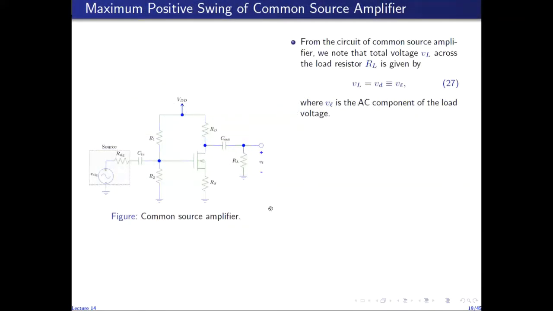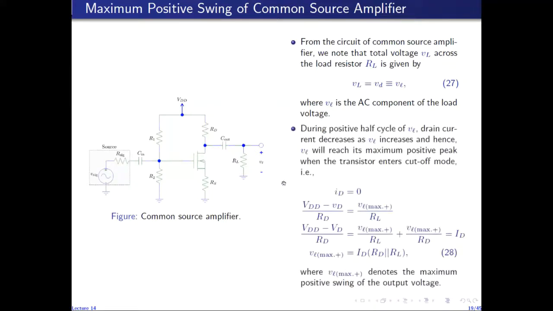Maximum symmetric swing of common source amplifier can be obtained by finding maximum positive and maximum negative swing. So maximum positive swing can be obtained by analyzing the overall circuit for common source amplifier. Because of this capacitor, the DC component of drain voltage is blocked, and only the AC component of drain voltage appears as VL across RL. So VL, the total load voltage, is just the AC load voltage, small vl, which is equal to the AC component of the drain voltage, small vd, because the DC component is blocked by the capacitor.